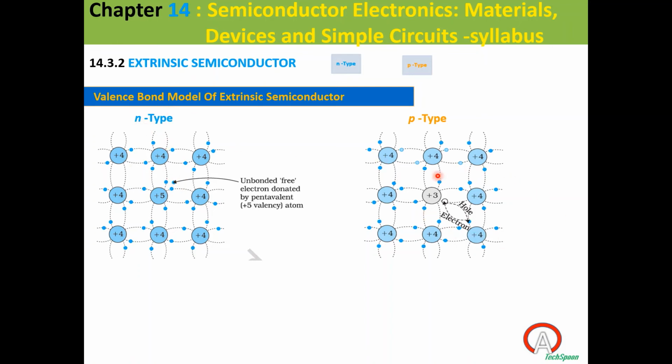But when we add a trivalent impurity, what happened? There is a deficiency of electron to make a covalent bond. So this is a hole, a positive charge. That's why we call it a p-type semiconductor. So this way we get N-type semiconductor, and when adding trivalent, we get p-type semiconductor. Clear? How are we getting N-type? How are we getting p-type?